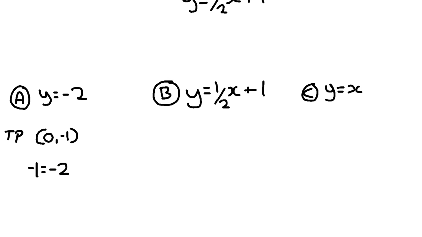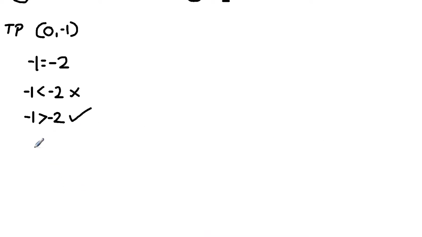Now at this point, we need to decide whether the inequality is going to be greater than or less than. So we're going to replace the equal sign with an inequality. Okay, so the first inequality that I'm going to select is less than. So minus 1 less than minus 2. Is minus 1 less than minus 2? No, it's not. Because clearly, minus 1 is greater than minus 2. So minus 1 greater than minus 2. Is minus 1 greater than minus 2? Yes, it is. Therefore, the inequality for line A is y greater than minus 2.